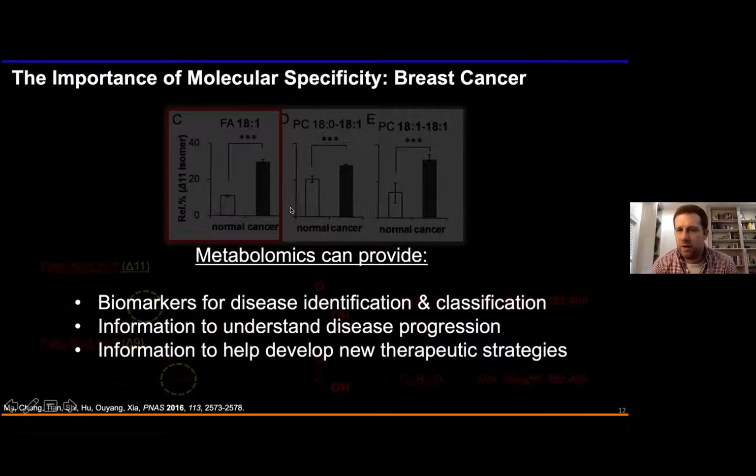And so we know then that metabolomics can provide really important information on disease systems. So it can provide biomarkers for identification and classification. This information can also help us understand disease progression and how the disease is advancing or how it may be infectious. And if we can understand that better, we can hopefully develop new therapeutic strategies to help combat disease and infection.